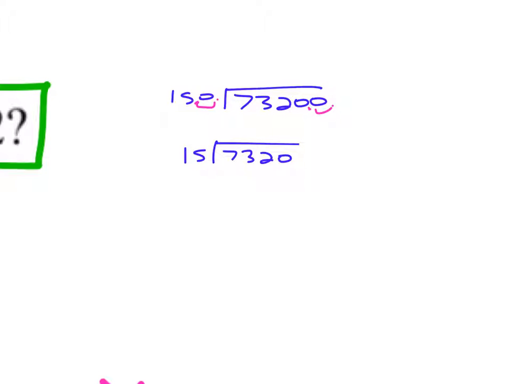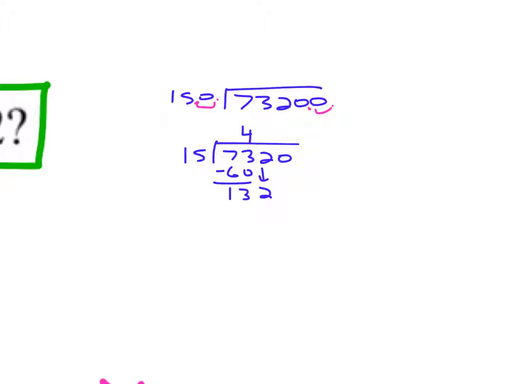Okay. Why does that help us? Because it's easier to think of multiples of 15 than multiples of 150, I believe. So 15 goes into 73. Well, it goes into 75 5 times, so it's going to go into 73 4 times. 4 times 15 is 60. And we're left with 13. Bring down the 2.